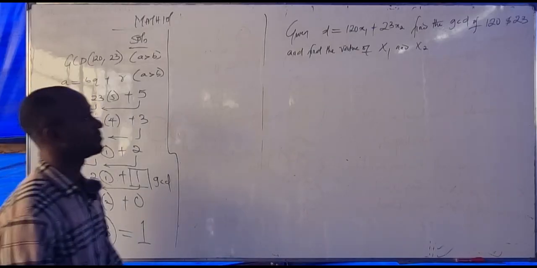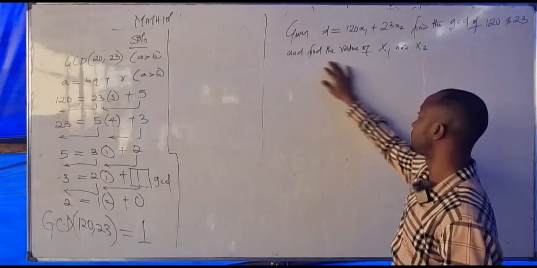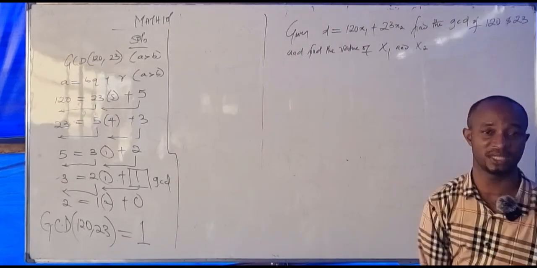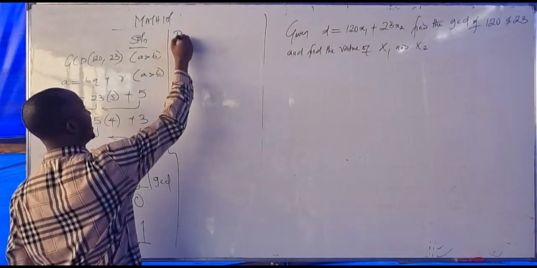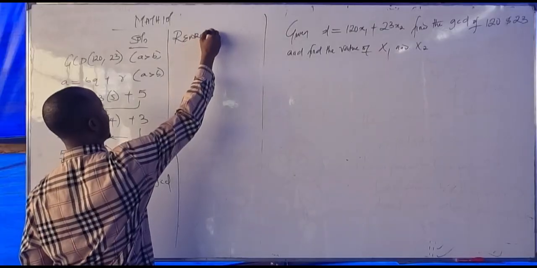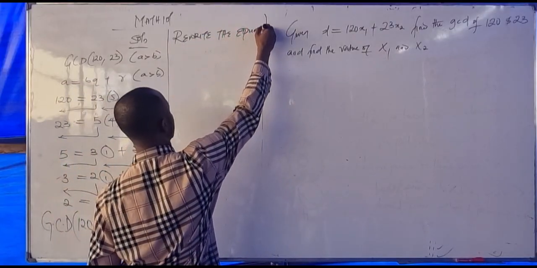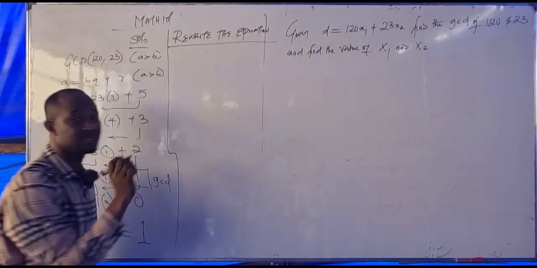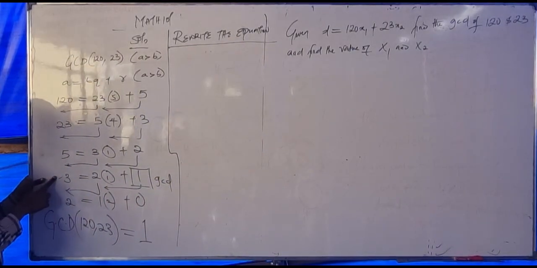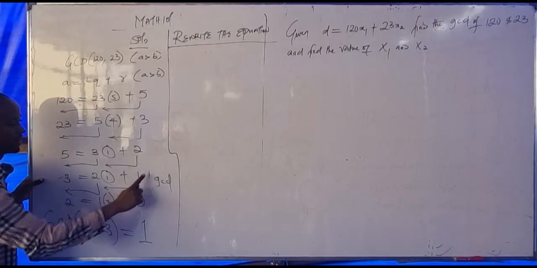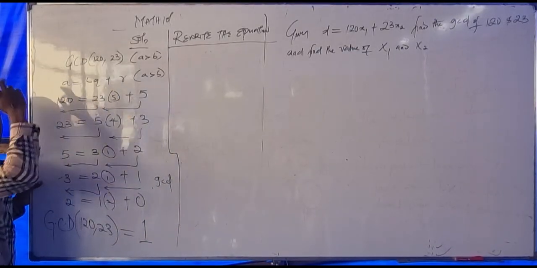Now listen. We have solved the first part. Are you there? We now have to find the value of S1 and S2. What we are going to do is rewrite the equation starting from the GCD. What is the GCD here? This. Let me remove this box. Rewrite simply means I will make this number the subject of the formula.